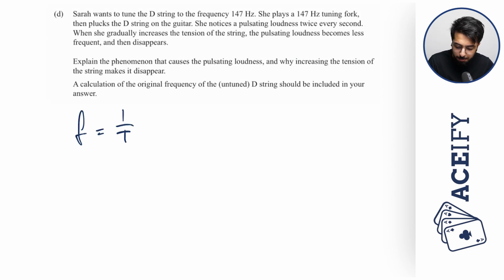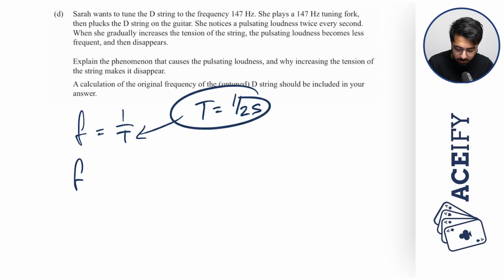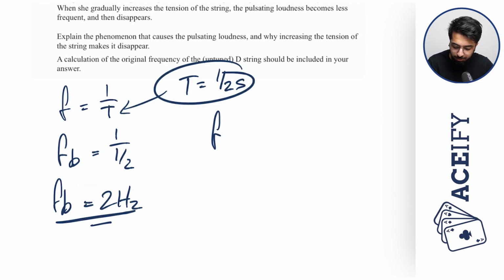So this means that our period is equal to half a second. And so plugging that into here, we get our beat frequency is equal to 1 over a half, and this gives a beat frequency of 2 Hz. And so the original frequency of our D string is equal to 147 plus or minus 2.